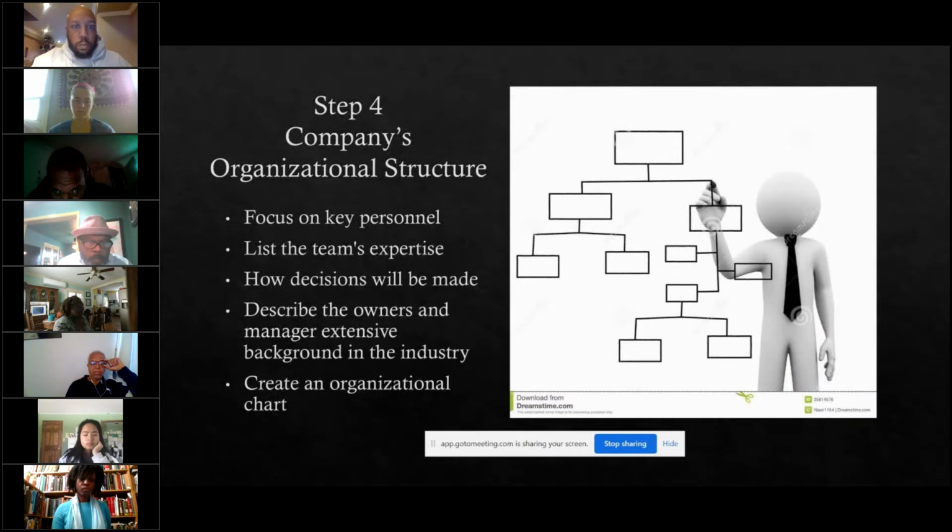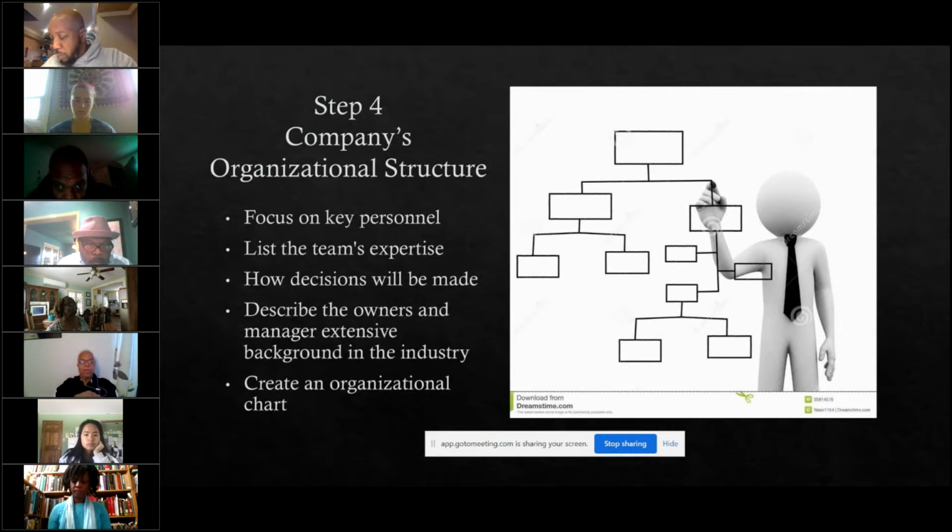So step 4, how are you going to organize your company? You need to focus on your key personnel. You need to list all of the partners and the team's expertise. Put in their resumes. How are you going to make decisions? Where does the buck stop? Are you having managers that will have to report to you, or are you just a business of one?